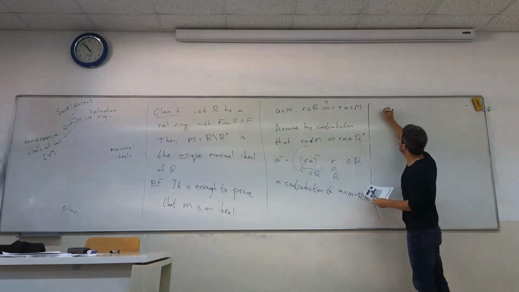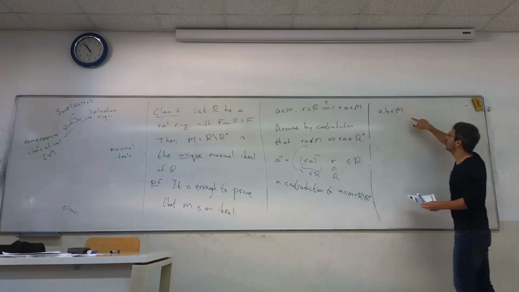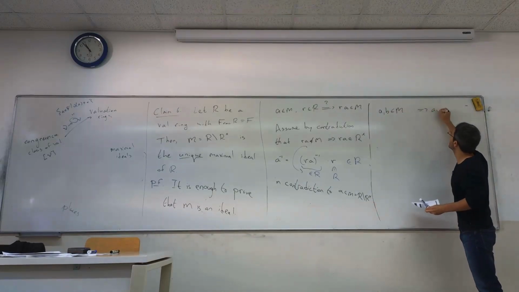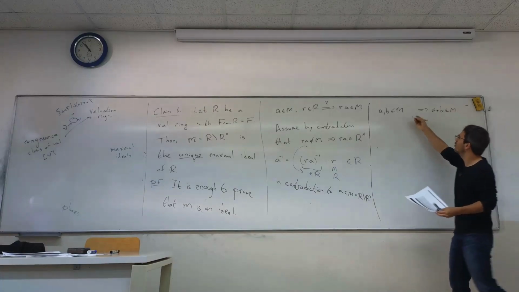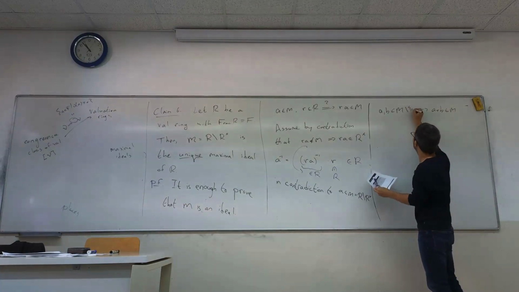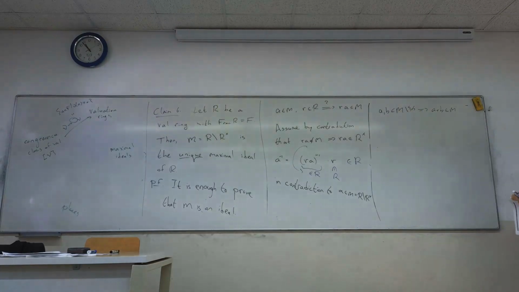So what you need to show is, you give me a and b in M, and I want to show that a plus b is also in M. That's the thing that we're left to show. And we can assume none of them is zero, because if one of them is zero, then that's obvious. If both of them are zero, it's obvious. So let's just assume that they are non-zero.